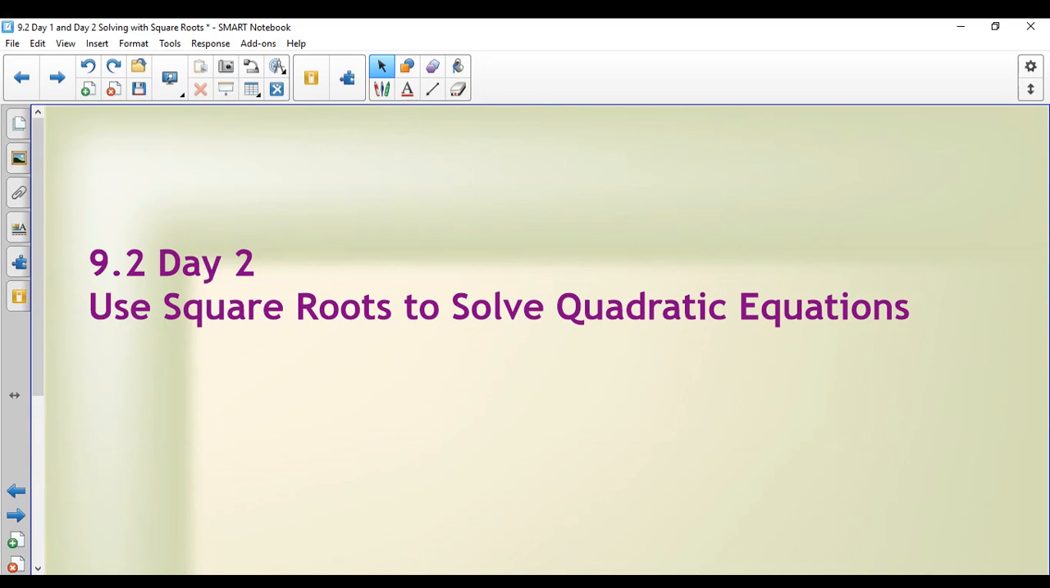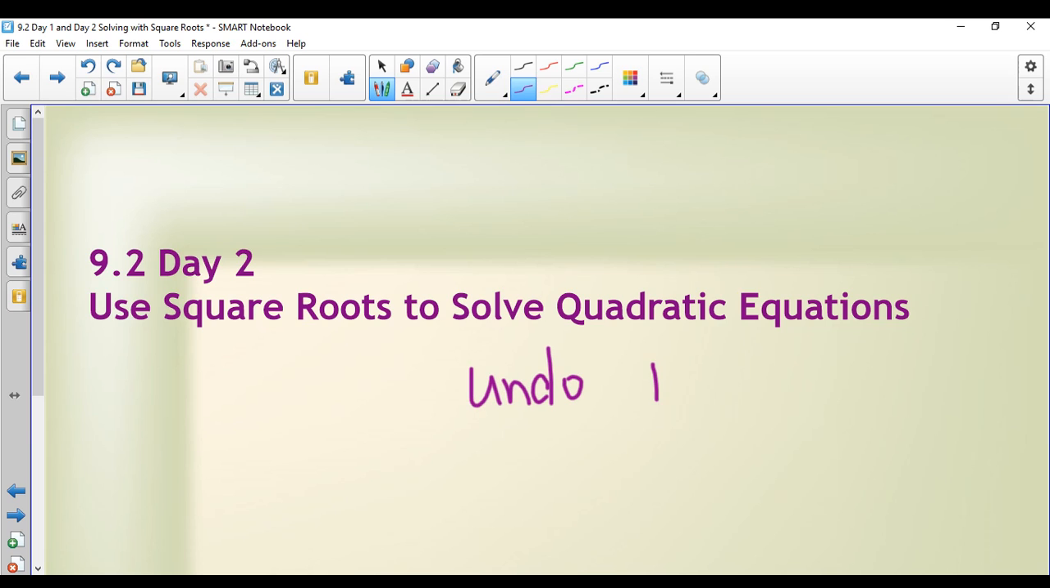And we're back. We're looking at 9-2 day 2, using square roots again to solve quadratic equations. This time we're going to see a lot more with parentheses and how we use those. So remember, the whole goal here is to undo your order of operations, or your PEMDAS, please excuse my dear Aunt Sally, or GEMS for short: grouping, exponents, multiplication, division, and subtraction, addition.